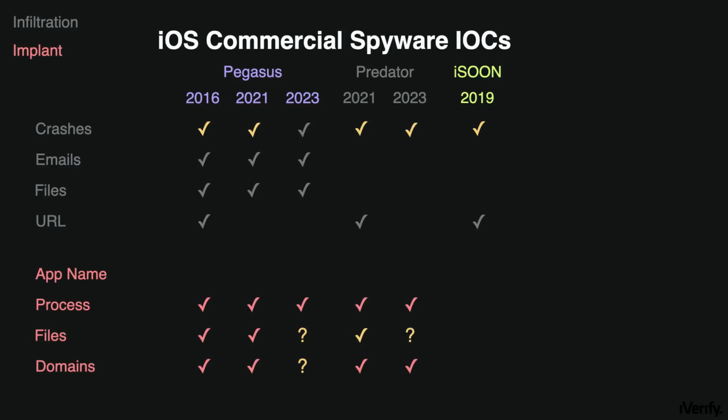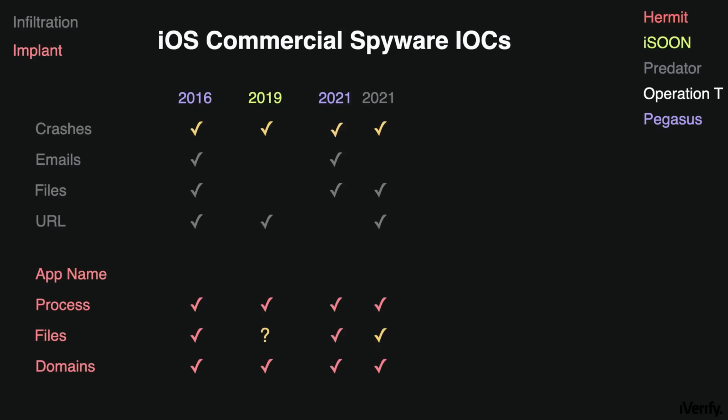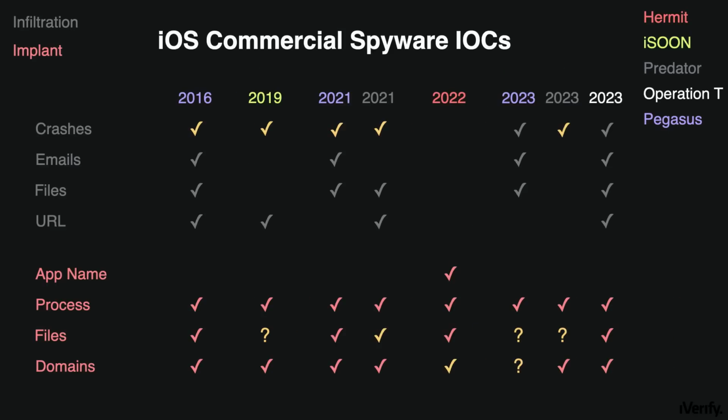Same for iSoon. For Hermit, in this case, we don't have any infiltration because it's just a side-loaded app that is installed, but we have everything else for the implant. And for Operation Triangulation, we have the exact same things. If we sort this over time again, we can see that this is not really changing, and the techniques of the attackers have not really changed in terms of IOCs, except that they're now using slightly different ways of getting onto the device.